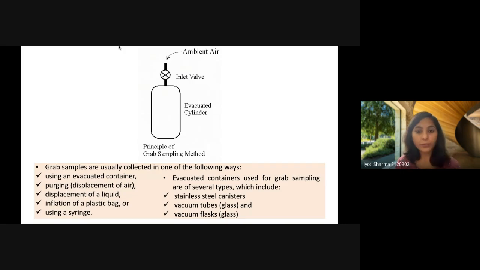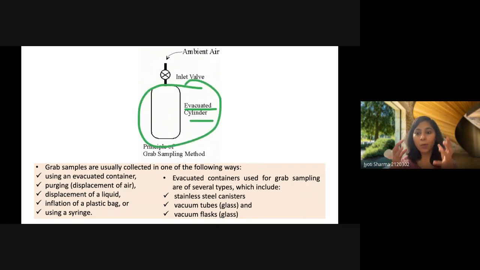Okay, so here what you can see is your evacuated cylinder. The cylinder you can use is the evacuated cylinder, in which you can store your ambient air, or you can sample your ambient air. We have different types of containers in which we can store, and different methods of the grab itself. For example, we can use an evacuated container.